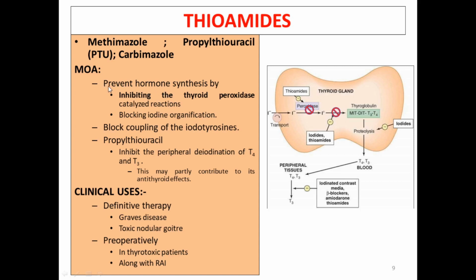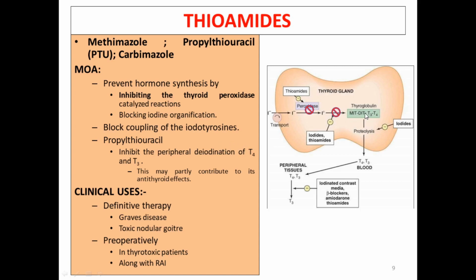So in the mechanism of action, how are they going to work, how will they inhibit the hormone synthesis? You can see in this diagram, they are inhibiting the thyroid peroxidase. So the first way, by inhibiting the thyroid peroxidase, as we know thyroid peroxidase is involved in the iodide oxidation. Second, they are also blocking the iodine organification. In the iodine organification, again thyroid peroxidase is involved. So they are blocking both steps, and due to blocking of both steps, there will not be coupling of the iodotyrosine, and there will be inhibition of T3 and T4 production.